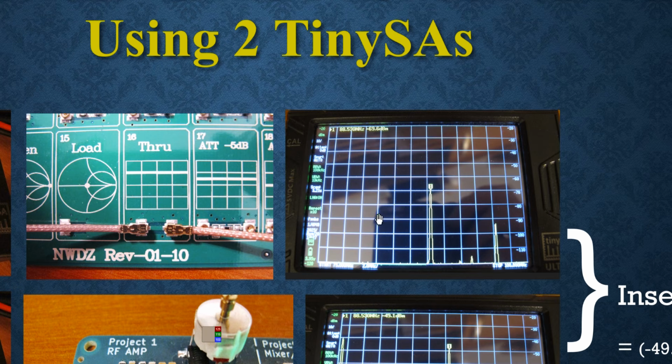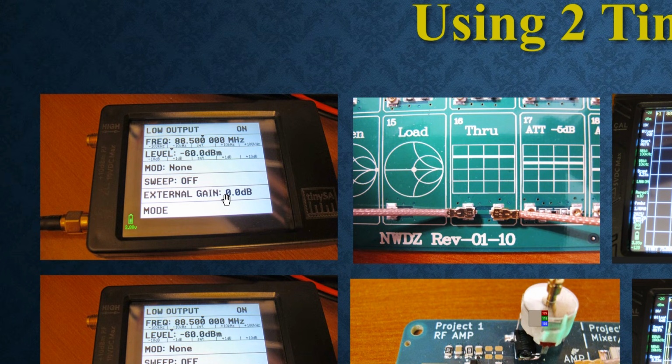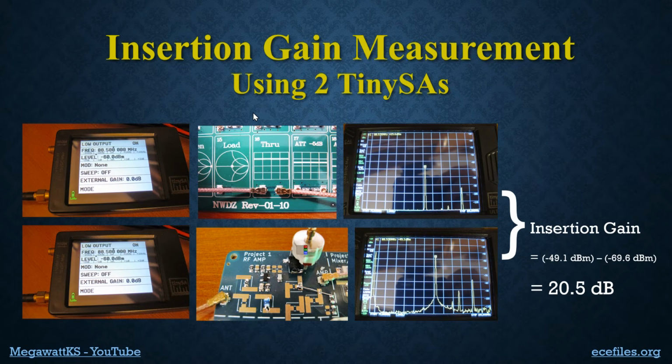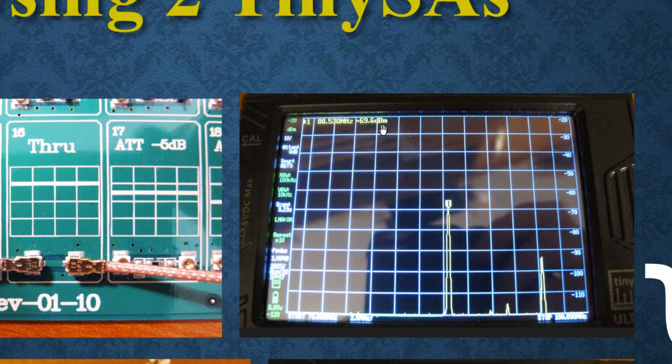This one I trust more than the original one over here. This might be a clone, I'm not even sure. But in any case, don't believe every number you read. And that's the purpose of this so-called insertion gain measurement, is to get over these inaccuracies. So in the straight through case, where I take the output of this, whatever it is, it says minus 60, but it's not. I take the output of that and I go into this guy and see what it reads. And it reads minus 69.6 dBm.